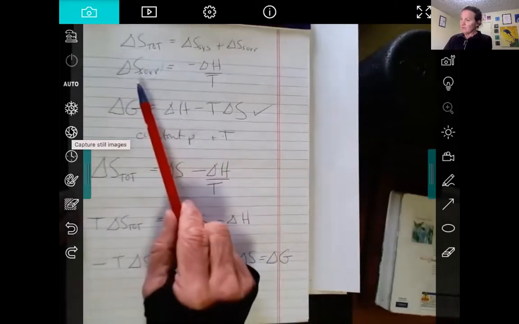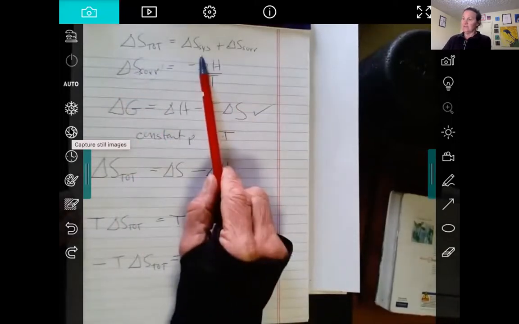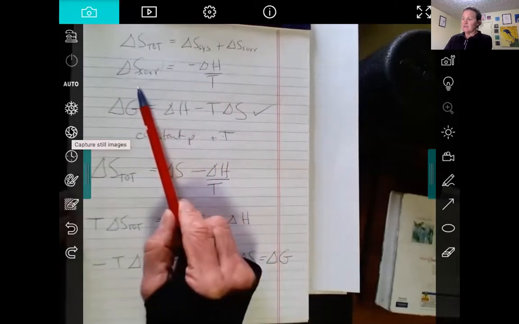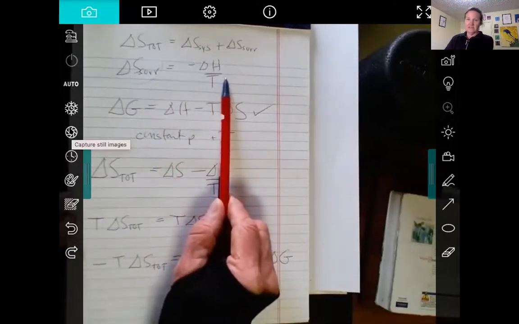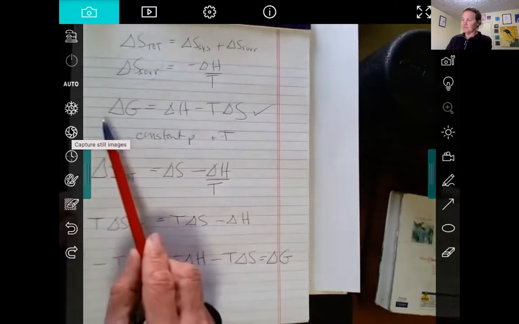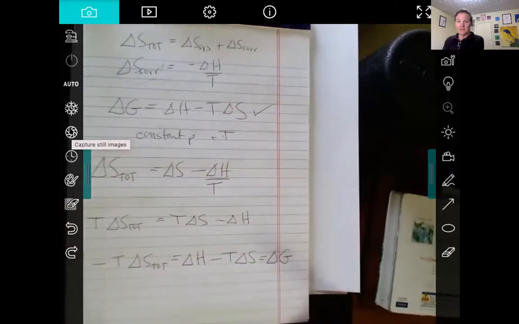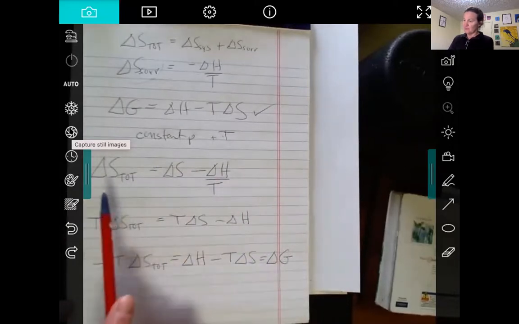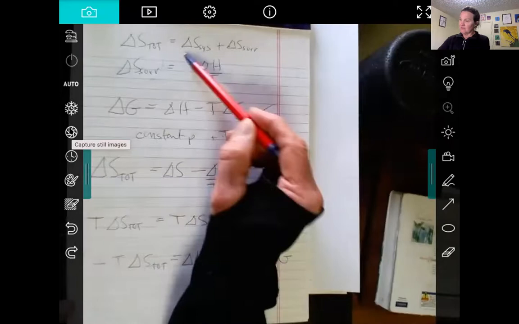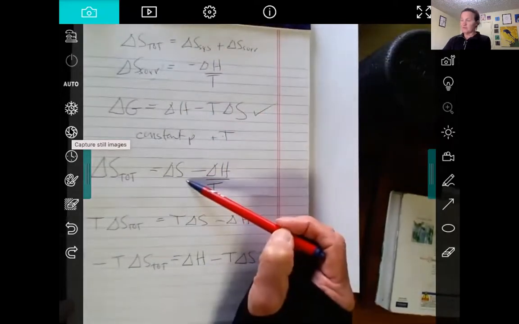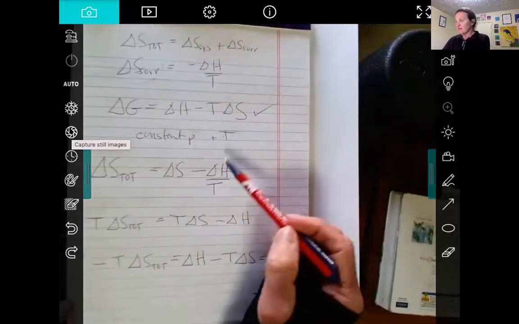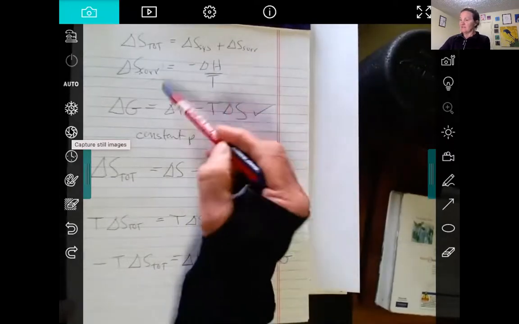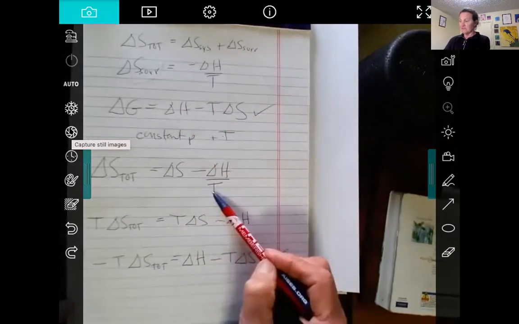So delta S total is system plus surroundings. Delta S of the surroundings we just said is equal to negative delta H over T. We're now going to use a Gibbs free energy change, so let's see how it relates to delta S total. So at constant T and P, all of this is true. So delta S total is going to be delta S of the system. We drop the subscript, it's delta S of the system, minus delta S of the surroundings can be related to delta H of the system.